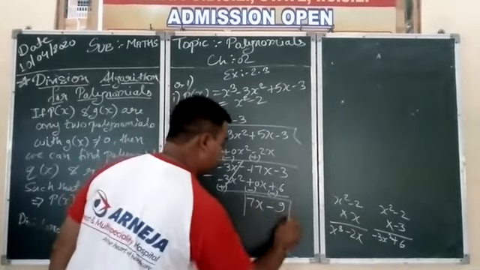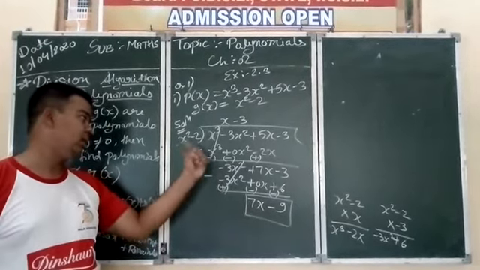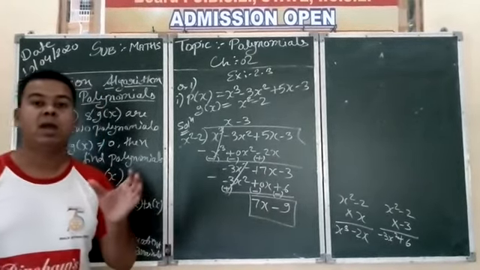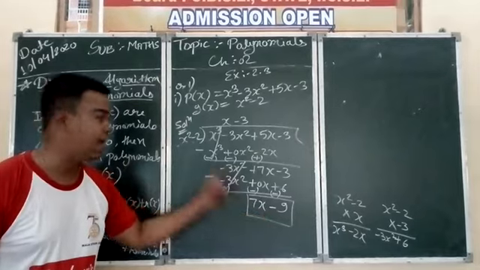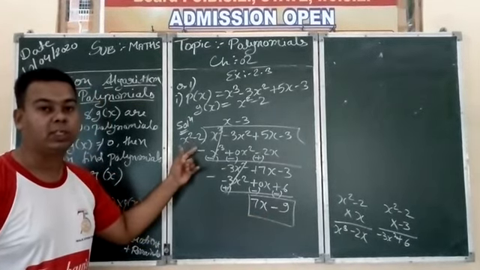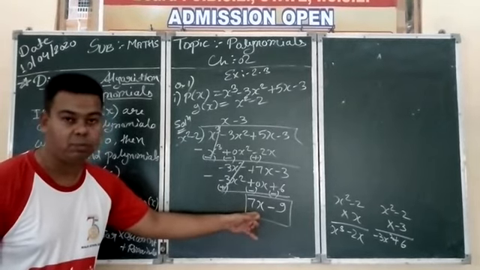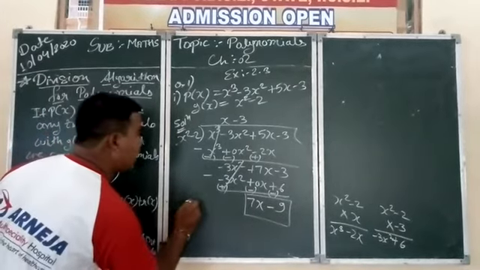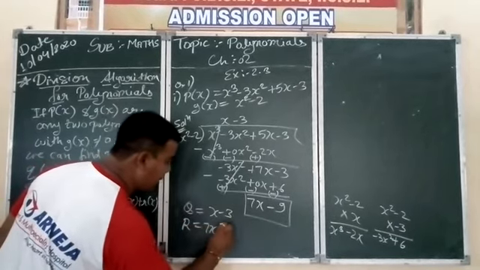This is our remainder. Why is it the remainder? Because of x square and 7x: the power of x square is 2 and the power of 7x is 1, so this is less than the divisor. We already said that if the remainder's degree is less than the divisor's, we cannot divide more. So we stop here. So our quotient is x minus 3 and the remainder is 7x minus 9.